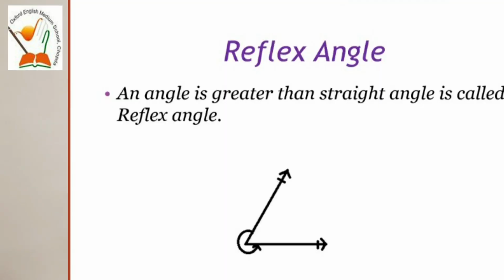Now when the measure of an angle is greater than 180 degrees, then that angle is called a reflex angle. See in this figure, the outer angle is greater than 180 degrees. So this angle is called a reflex angle.